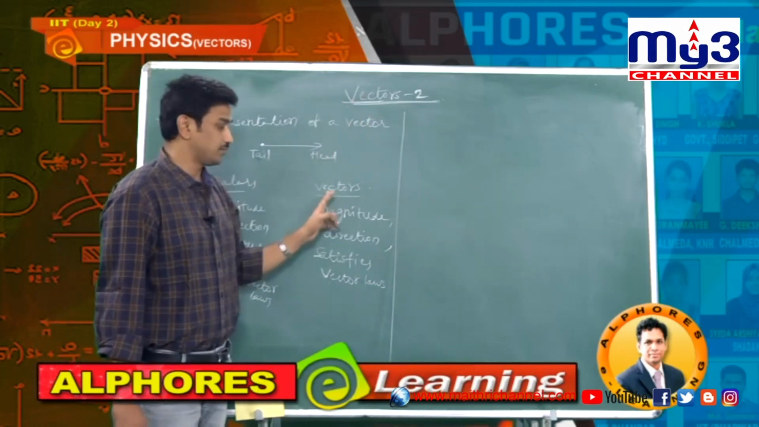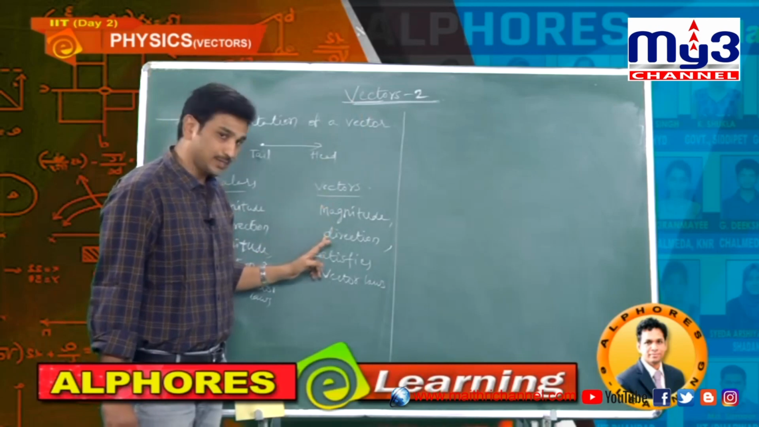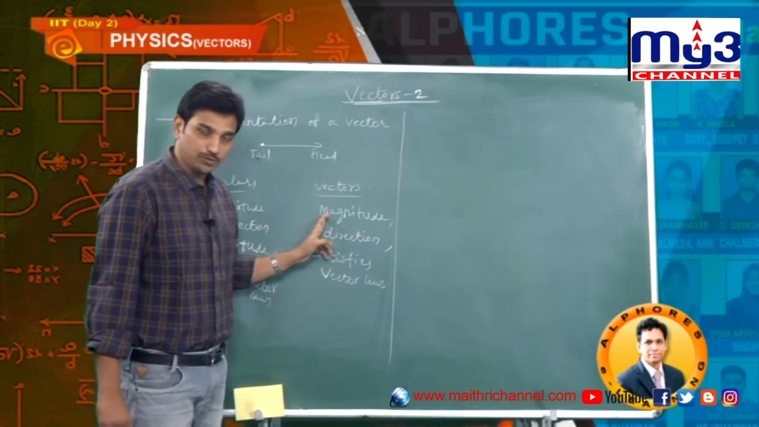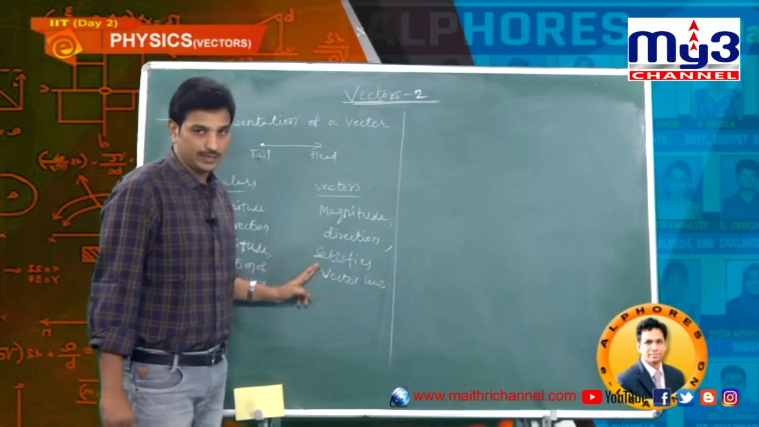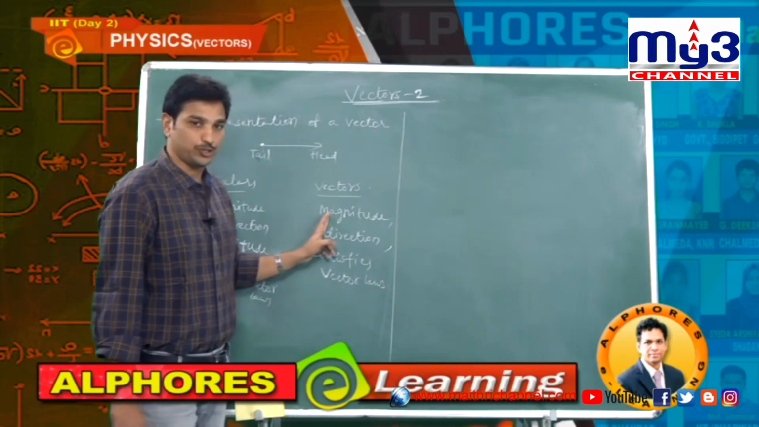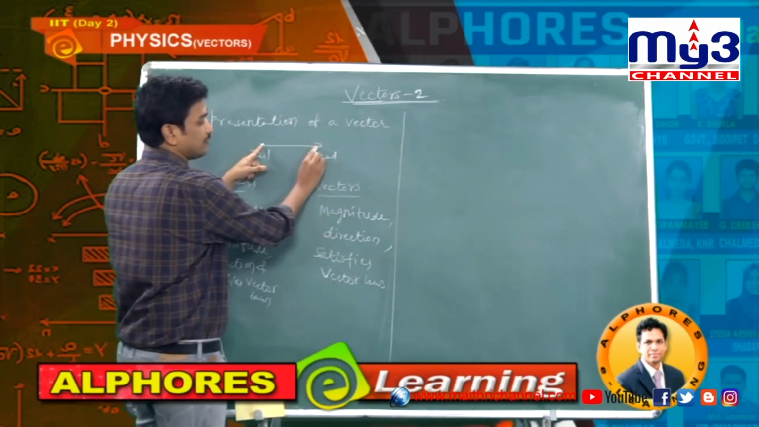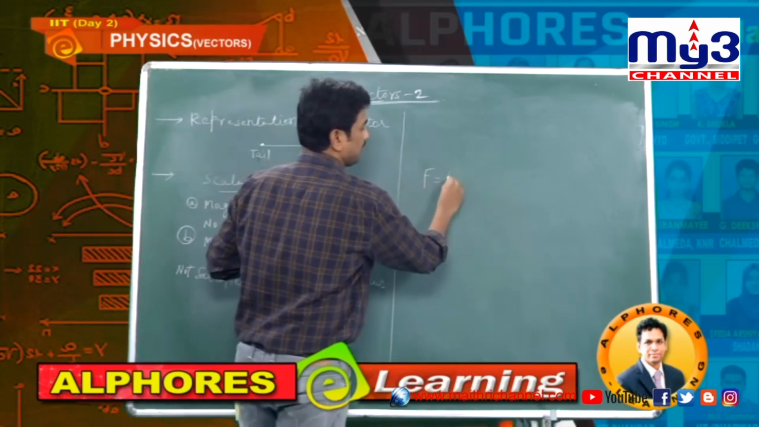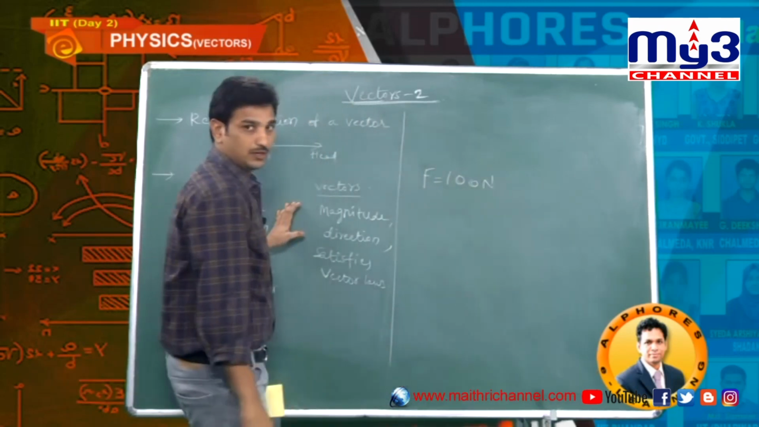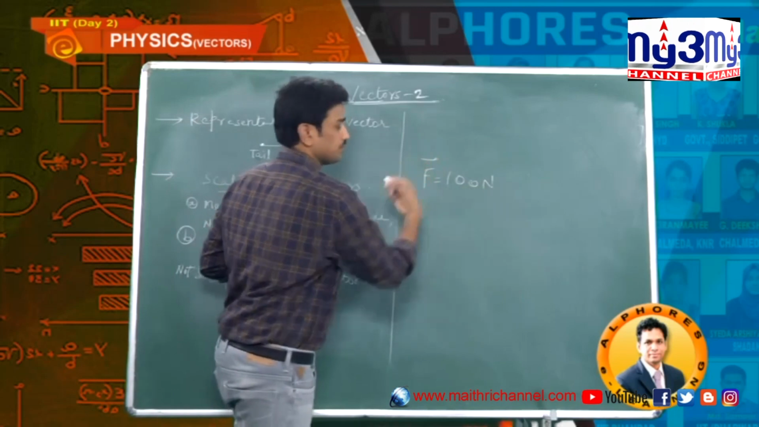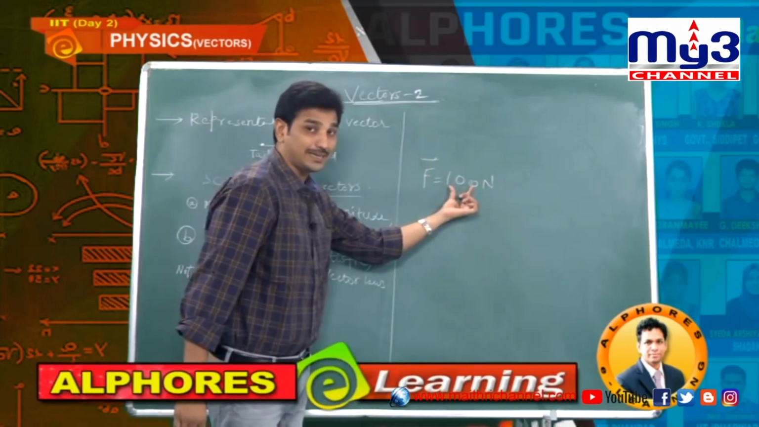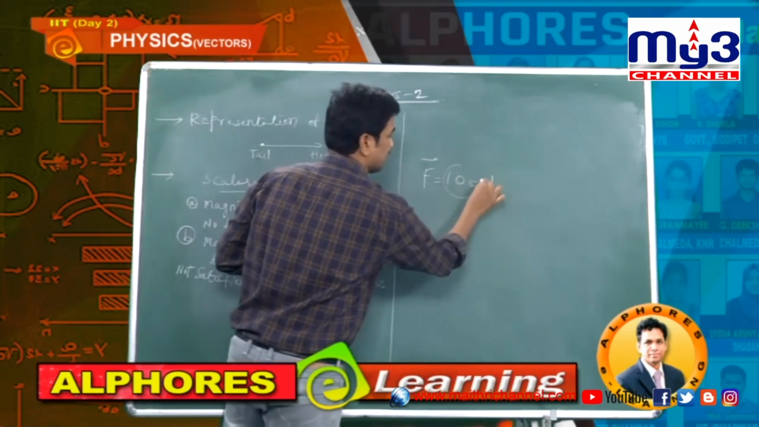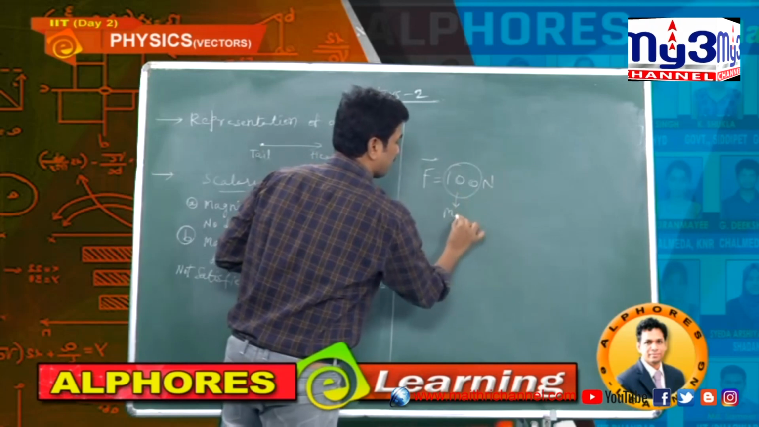Vectors, that is our topic. It has magnitude, it has direction, and it satisfies vector laws. What is magnitude, what is direction, what are vector laws, we will discuss. Magnitude is the length of the vector. Suppose force is 100 newtons, force is a vector. 100 is the magnitude, this length is the magnitude. So this number is the magnitude.